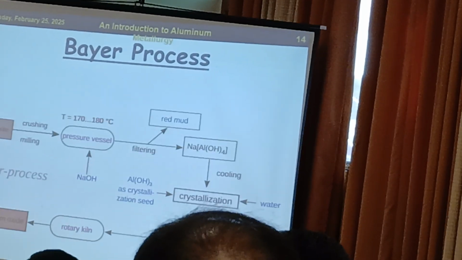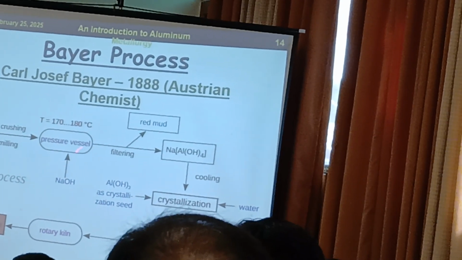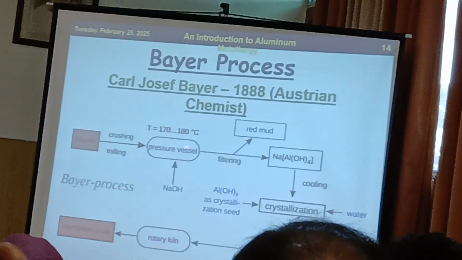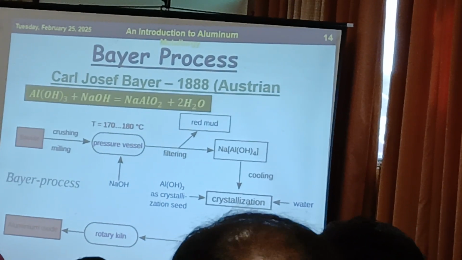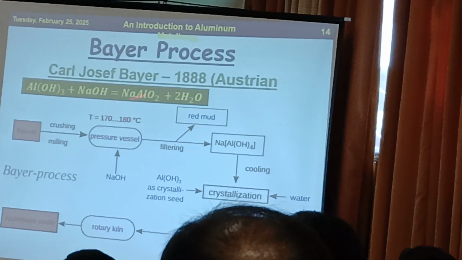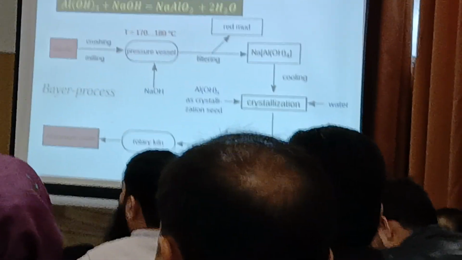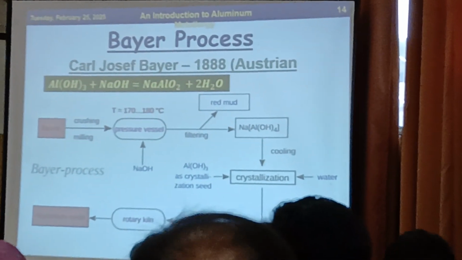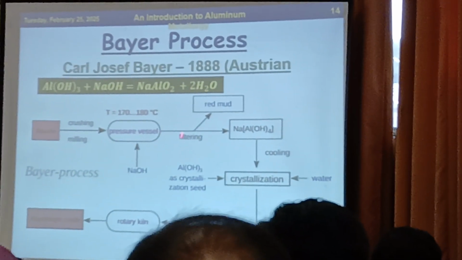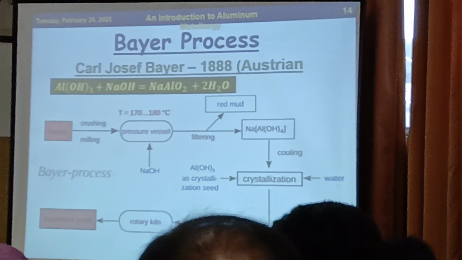Bayer process. Here you can see that they start from the crushing and milling, and then they put it in a pressure vessel, raise the temperature, add sodium hydroxide, and the reaction is like this. Sodium aluminate is formed, which is soluble in water. Because it is soluble in water, the other minerals present in the bauxite, like iron oxide and titanium oxides, are not soluble in the water. So if you filter this substance, you will get red mud out, and you will only get the aluminum hydroxide. So one step is cleared.